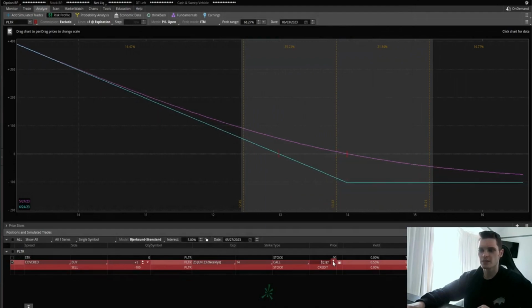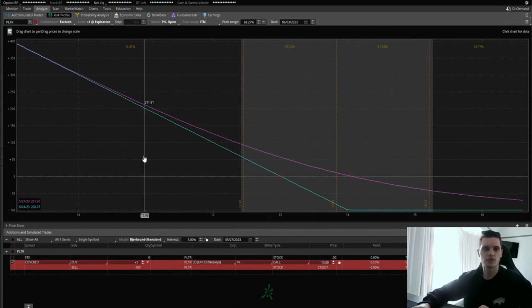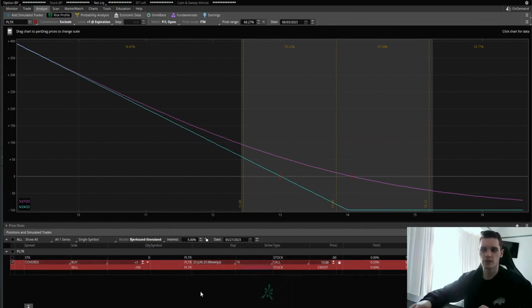So for something like this, let's say I wanted to get in and only have $100 max risk. What I can do is put that to a $13 credit, and you just go to the strike and change your price in comparison. Obviously now there's only a $1 difference. That means we have a $100 max risk, and just put that lock on so it doesn't change, and then you can see we have $100 max risk, and if it goes in our direction we can make the money. And then all you would do is just confirm and send, and you can send the trade out like that.